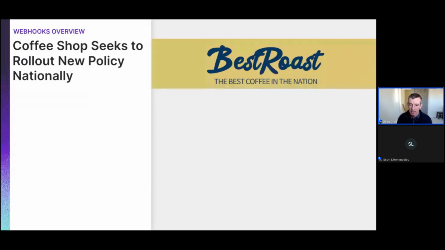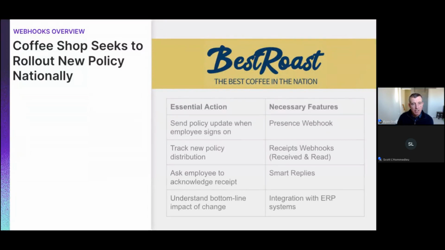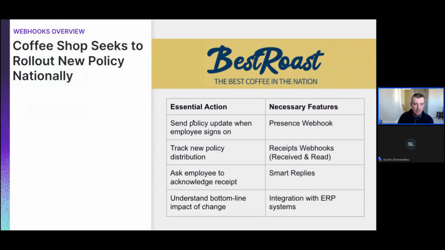And how can they do that really effectively to really help drive their business forward and make sure that the rollout is successful on the first hand, and then also be able to measure the impact of this change on the second hand, I guess. So the first thing they need to do is they need to know when an employee signs on to chat so they can send them the policy update. So they do that with the Presence webhook, of course.